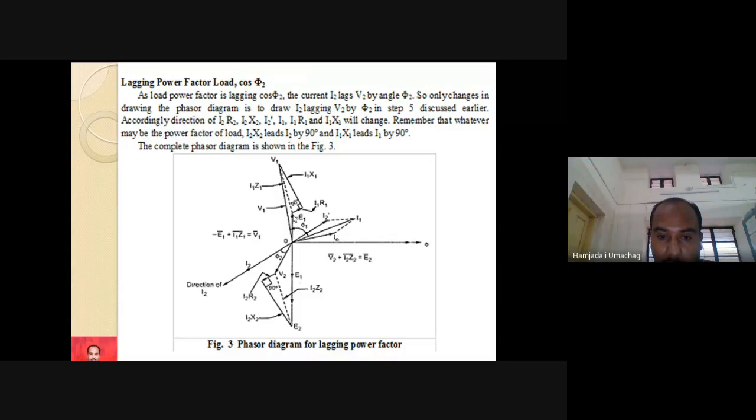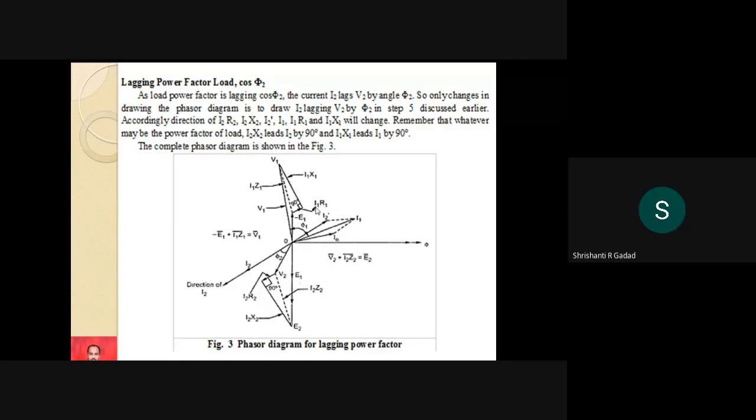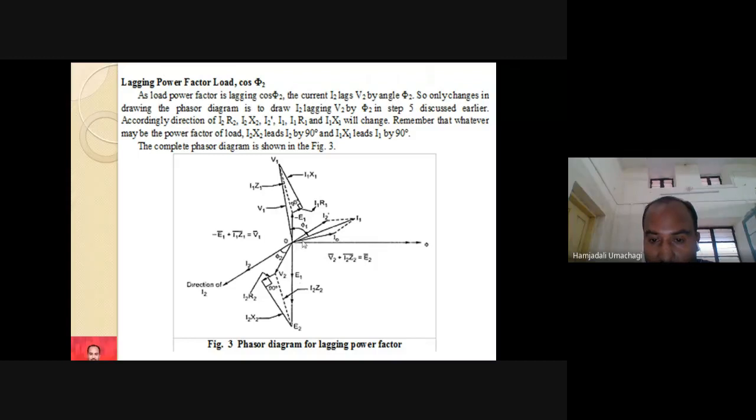So already I have minus E1 with me. Then what should I draw? I should draw I1 R1. To draw this I1 R1, which direction should I check? Parallel to I1. So this is my I1, and this will be your I1 R1. Then comes I1 X1. The combination of R and X is this dotted line, that is I1 Z1. If I take the addition of minus E1, I1 R1, I1 X1, then that will be V1. V1 is equal to minus E1 plus I1 R1 plus I1 X1.